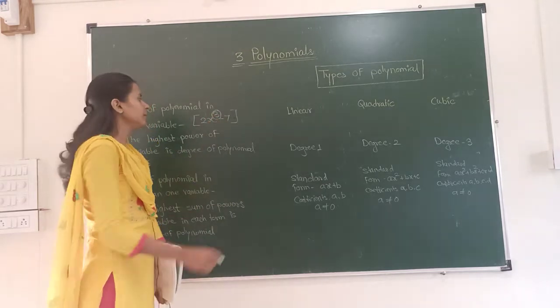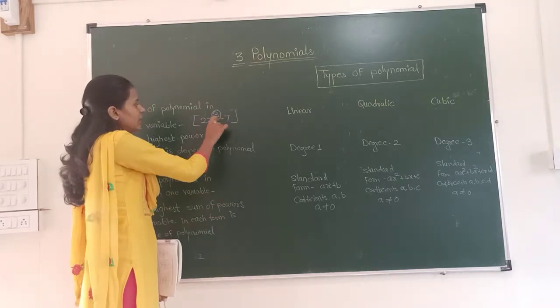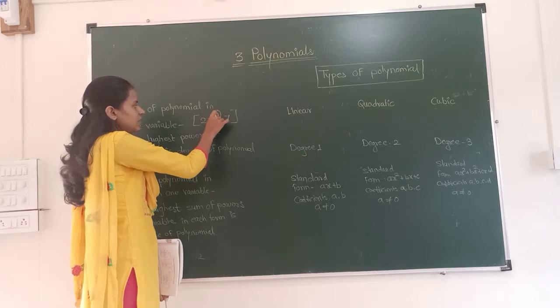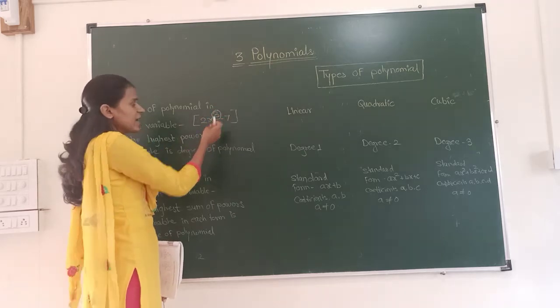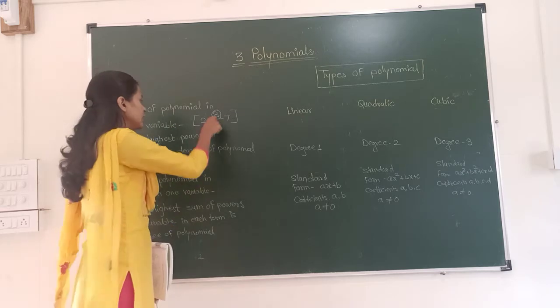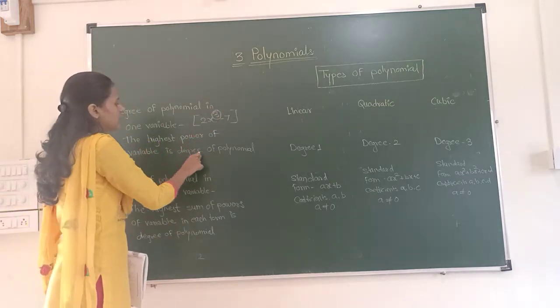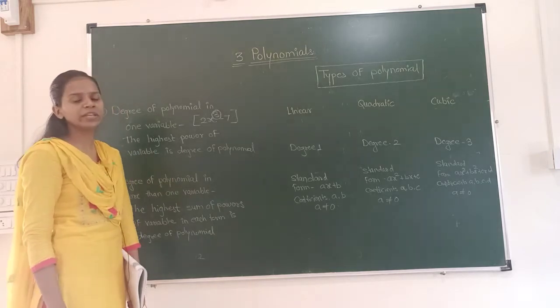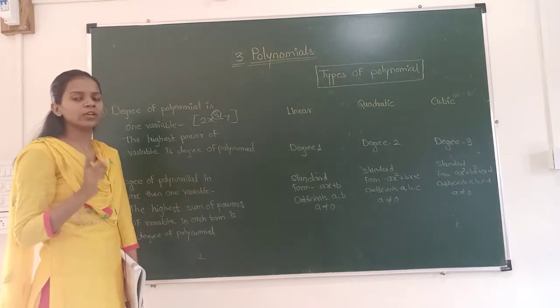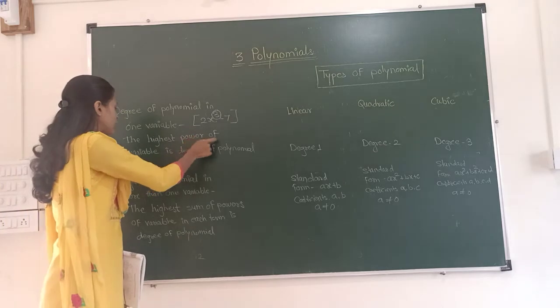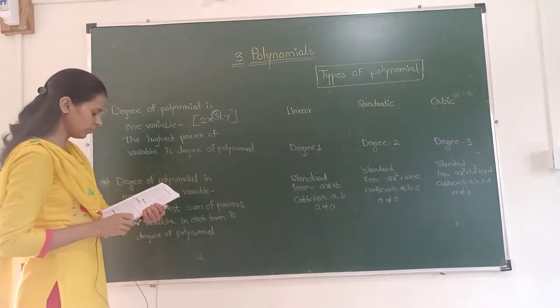Why 3? Because you can see here are two terms and the degree is 3 only. Here the variable is single itself. Therefore the degree is 3. This is called the degree. The highest power of the variable is the degree of the polynomial. The definition of the degree of a polynomial is the highest power of the variable.